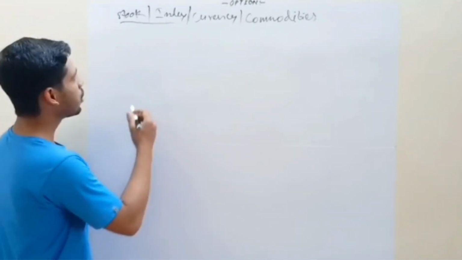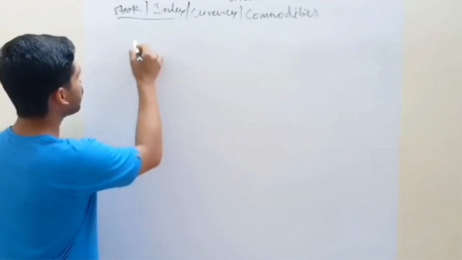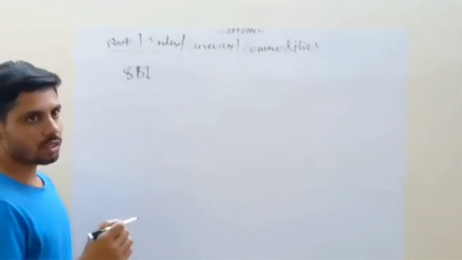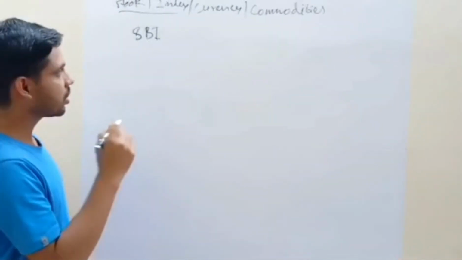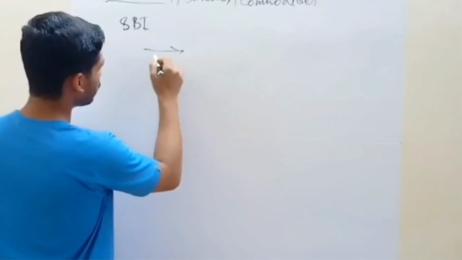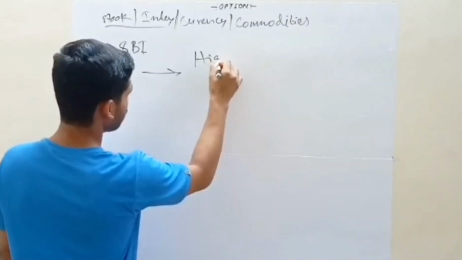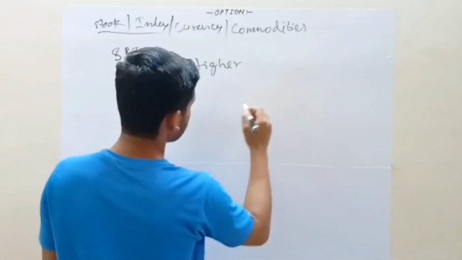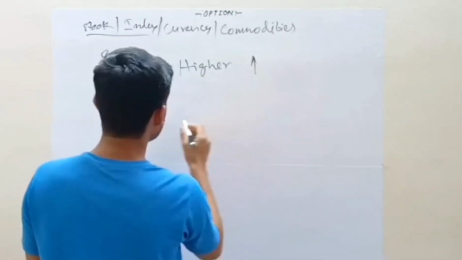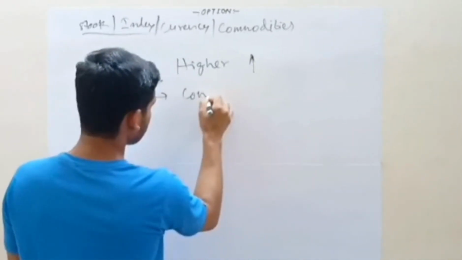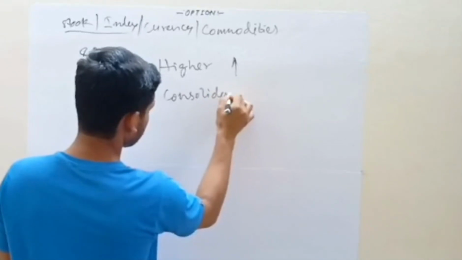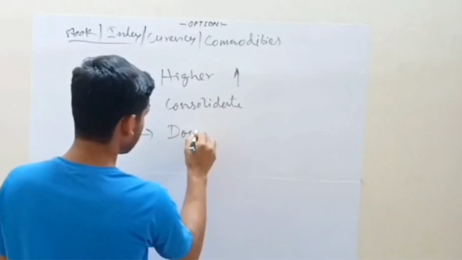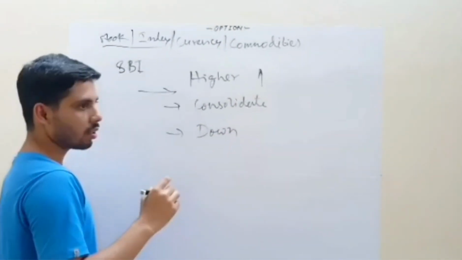For example, we have a stock called SBI. There are three conditions in any stock, in the sense of the movement of the price: it can go higher from the previous high, it can consolidate, or it can go down. These are the three ways a stock price can move.